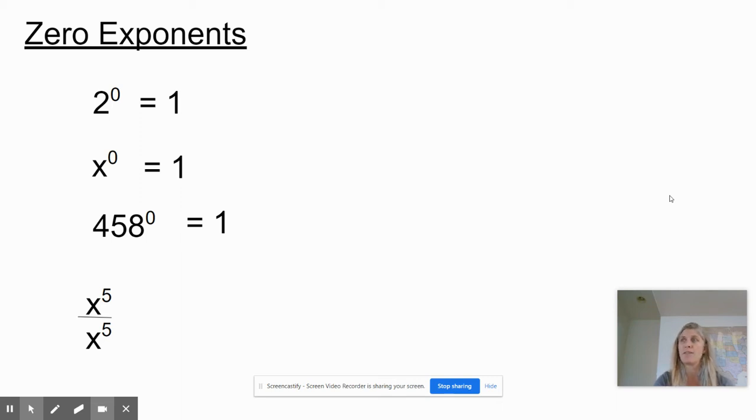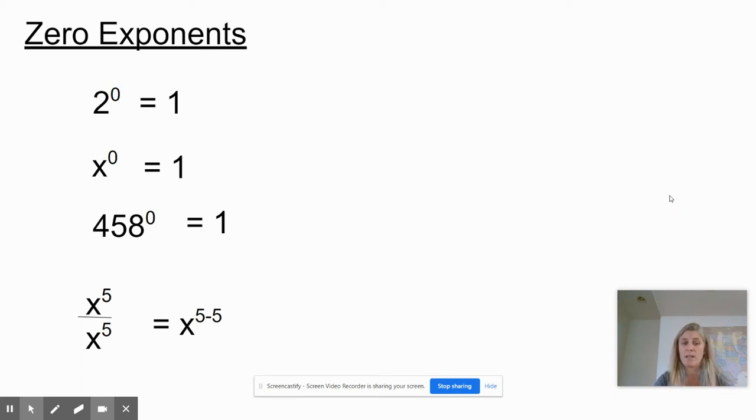x to the fifth divided by x to the fifth. We know when we have the same thing on the top and the bottom, it is always equal to 1, like 5 over 5 is equal to 1. But if we use our recent laws of exponents, that would be x to the 5 minus 5, because remember, base stays the same. We subtract numerator minus the denominator.